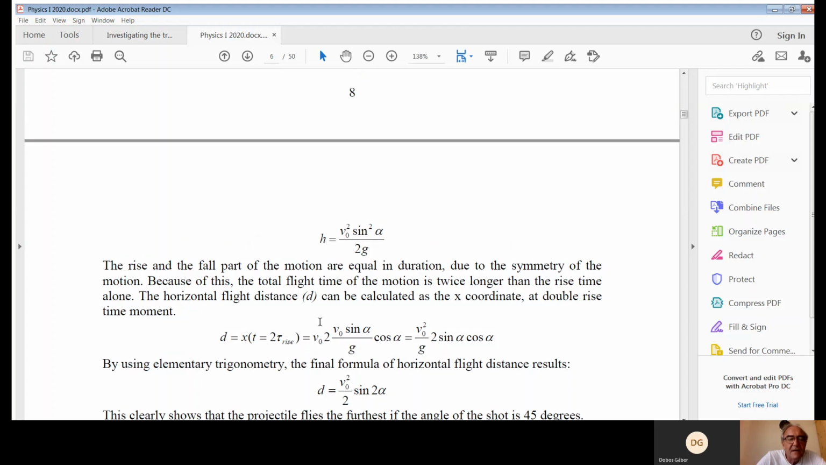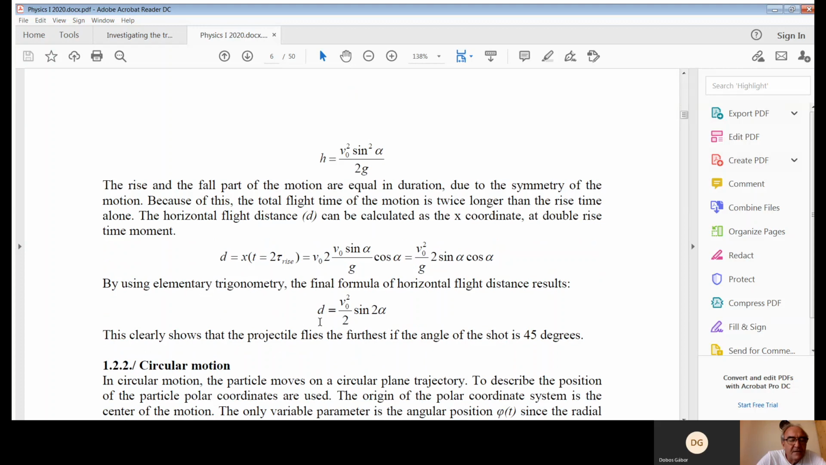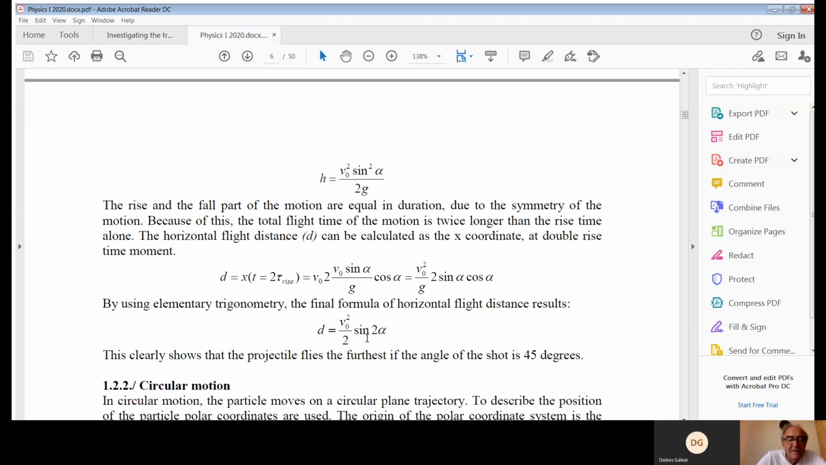this one here, d, the distance. The flight distance is the product of sine and cosine multiplied 2 times. And we can immediately find out that this is the sine 2 alpha function. So we get a simple result, v naught square over 2. V naught square.